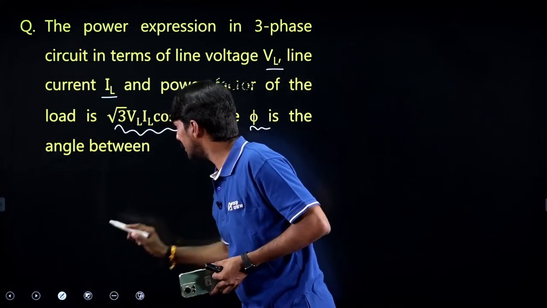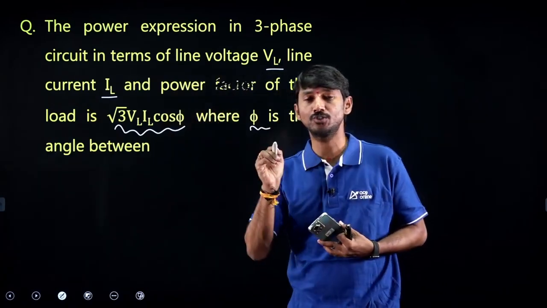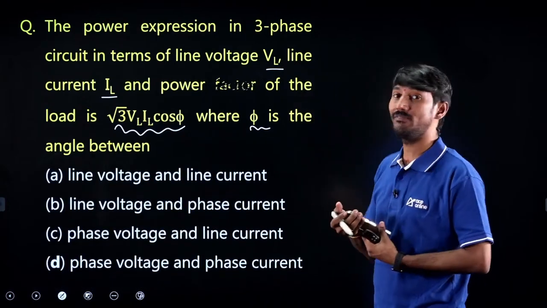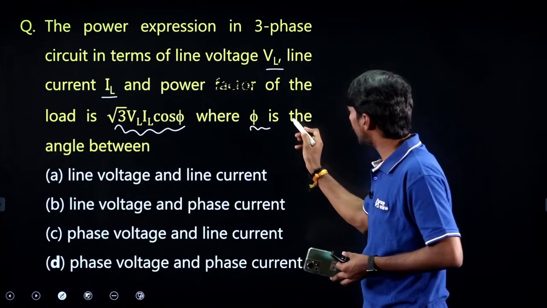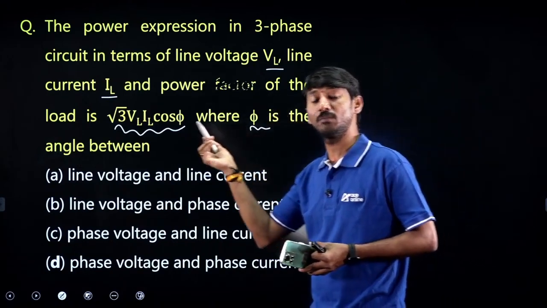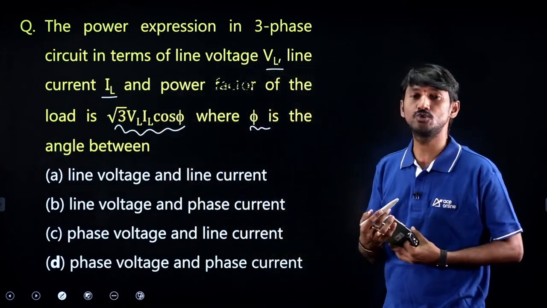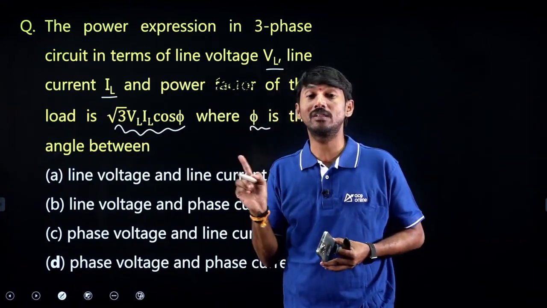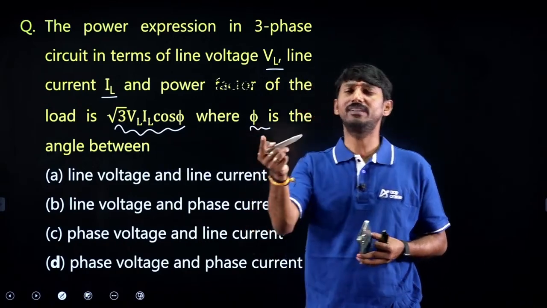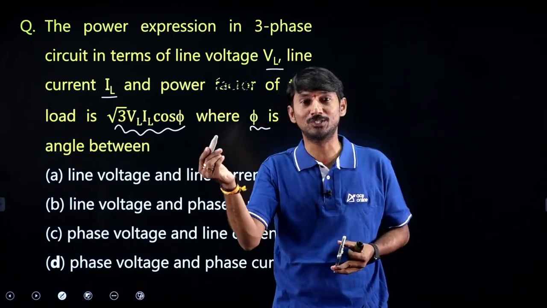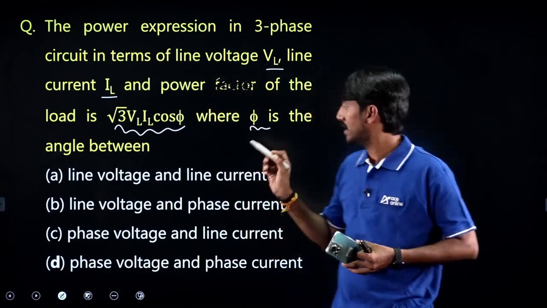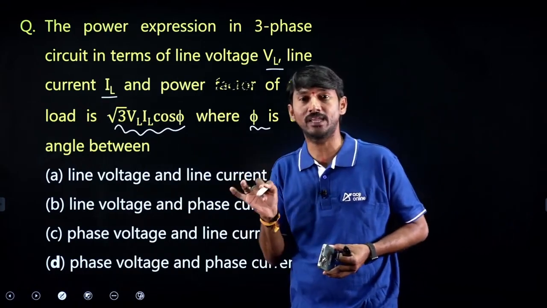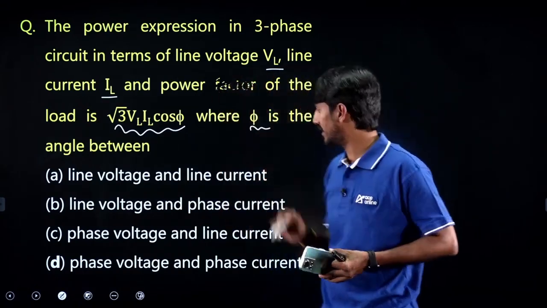Sir, the phi is always between... Electrical engineers should remember this basic point. Whatever the phase angle or power factor angle is, it should always be between phase voltage and phase current only, but not line. If it is star or delta, terminology may change, but the basic concept is always that the power factor angle, that is the phase angle, is taken between phase voltage and phase current only.